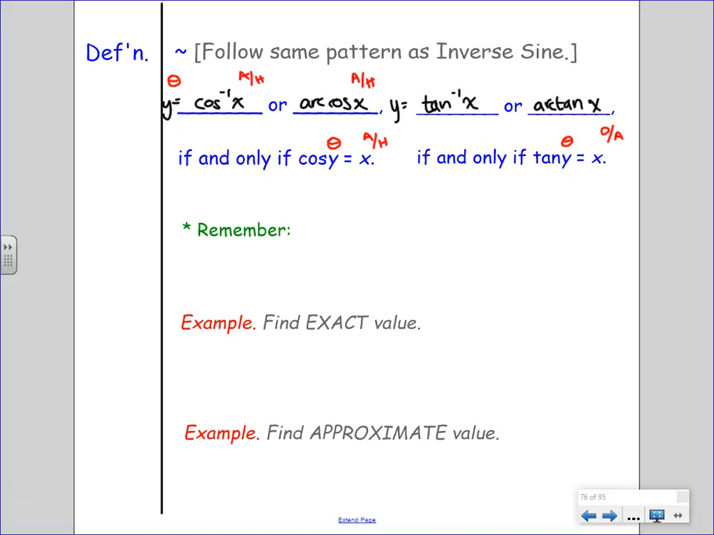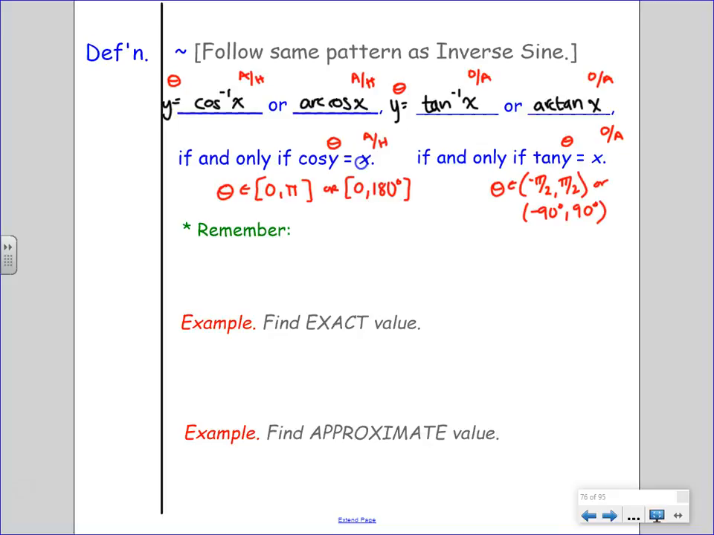And for tangent inverse, they're going to give you a ratio. As long as it's a legal ratio, which for tangent can be anything, it's not bound like sine and cosine, you're going to be finding the angle. But just remember, for cosine inverse, the angle has to be between 0 and pi if you're in radians, or 0 to 180 if you're in degrees. And for tangent, theta has to be between negative pi over 2 and pi over 2 in radians, or negative 90 to 90 in degrees.